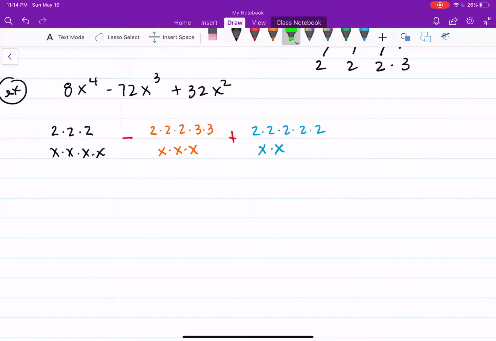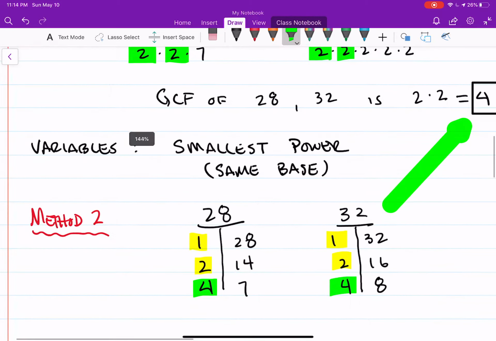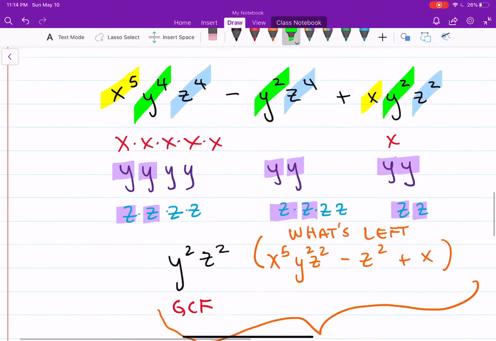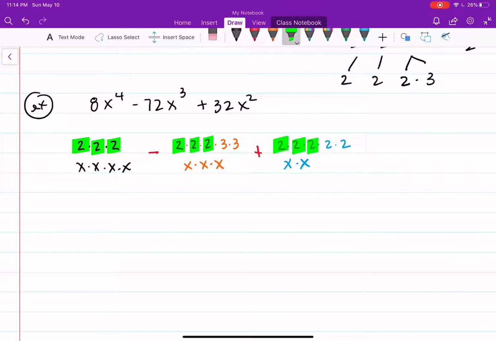Looks like all three of them have 3 2s. Okay? And that's it for the numbers, right? If you look at it, 8 does go into all three numbers. All right? If you look at the x's, remember what I said before. With variables, a GCF is the one with the smallest power, but the base has to be the same. Okay? And the base is the same, the one with the smallest power.